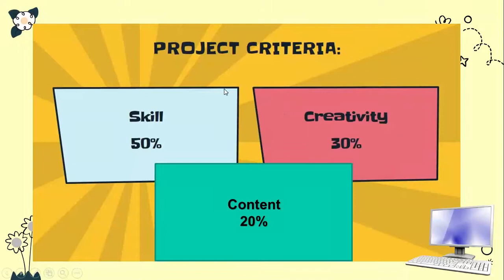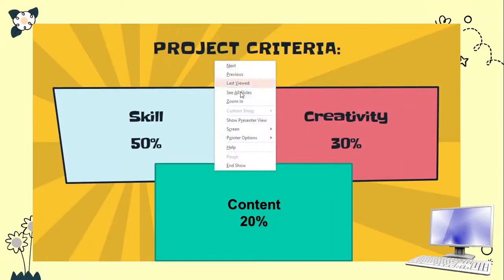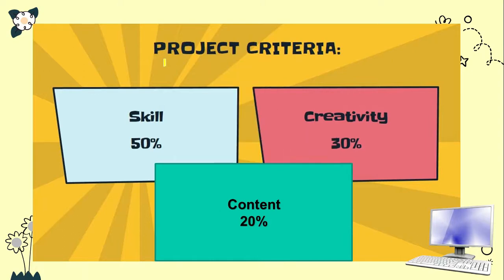Okay, students, Sir wants to explain to you about the project criteria. This is a project of skill. Keterampilan, ya, keahlian kamu untuk memegang komputer atau menjalankan komputer. I give you 50%, and kreativitas 30%, and content you get.